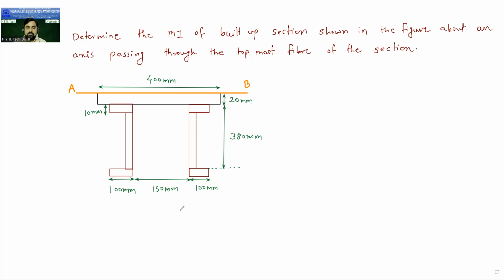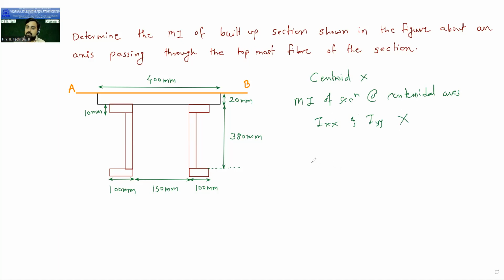Now we want to calculate Ixx. They have not asked us the centroid. Did the problem ask you to calculate the centroid? They have not asked us the centroid, and they have also not asked us the moment of inertia about the centroidal axis. See the difference in the problem. In this numerical, they have not asked you to find out the centroid. Second, they have not asked to find out the MI of section about centroidal axis. Which means Ixx and Iyy are not asked in this problem.